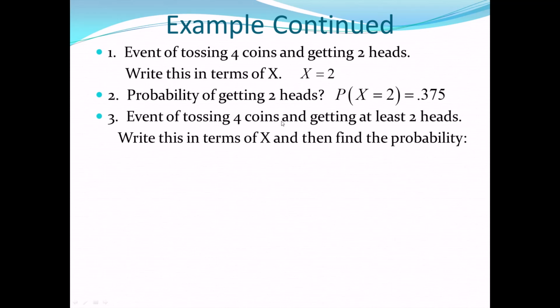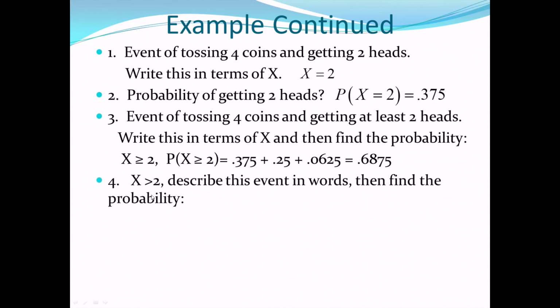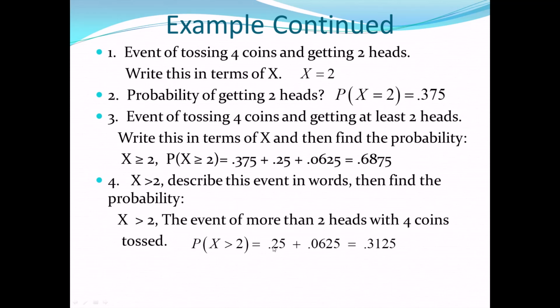The event of tossing 4 coins and getting at least 2 heads. All right, at least 2 heads means 2 or more, so that would be 2 or 3 or 4. So that's the probability that x is greater than or equal to 2, which is also equivalent to the probability that x is greater than 1. You could say it that way when things are discrete. But there's the probability of 2 or 3 or 4, and that adds up to that. Greater than 2, that would be 3 or 4. Right? There's the probability that x is equal to 3, probability that x is equal to 4, that's or. So they add up to this.